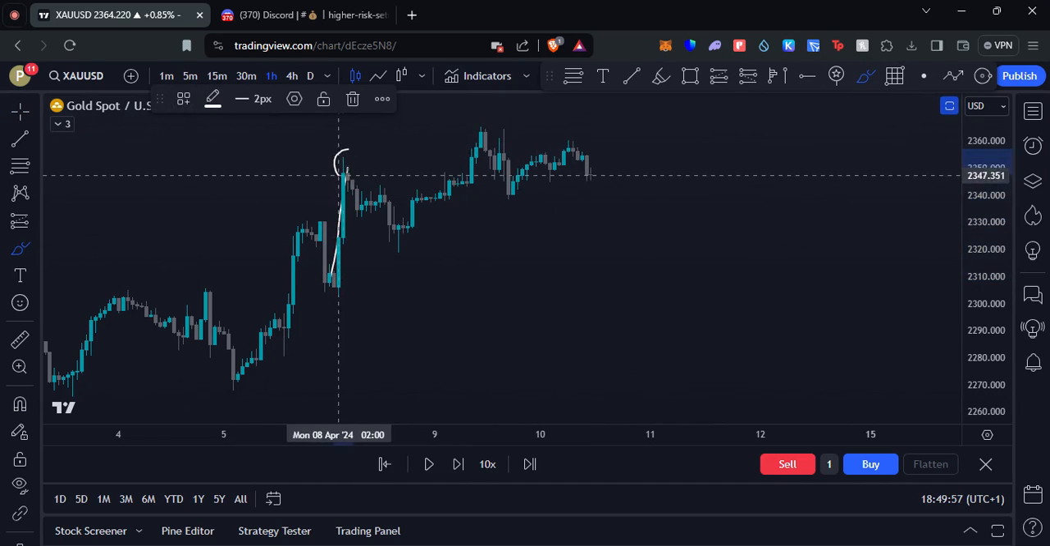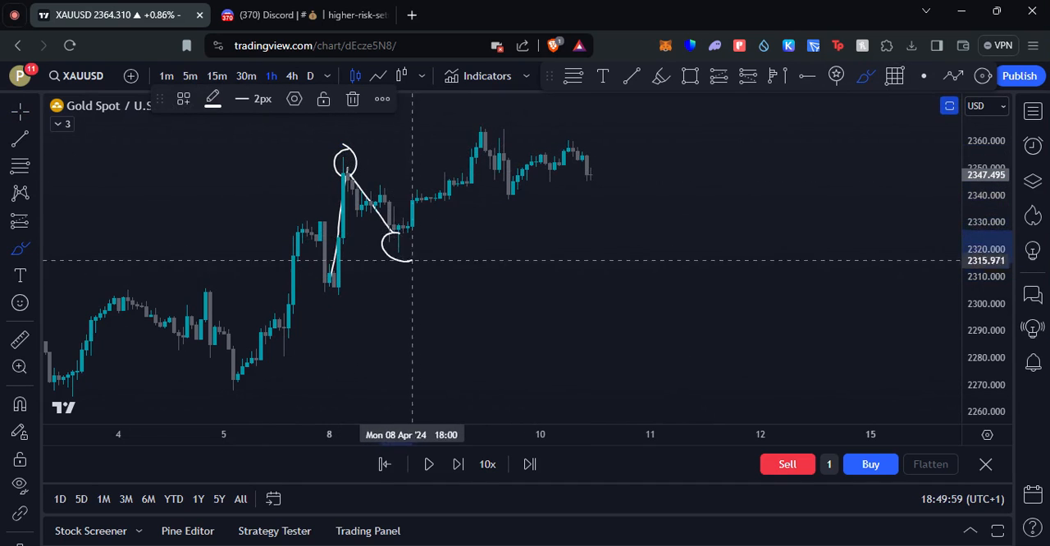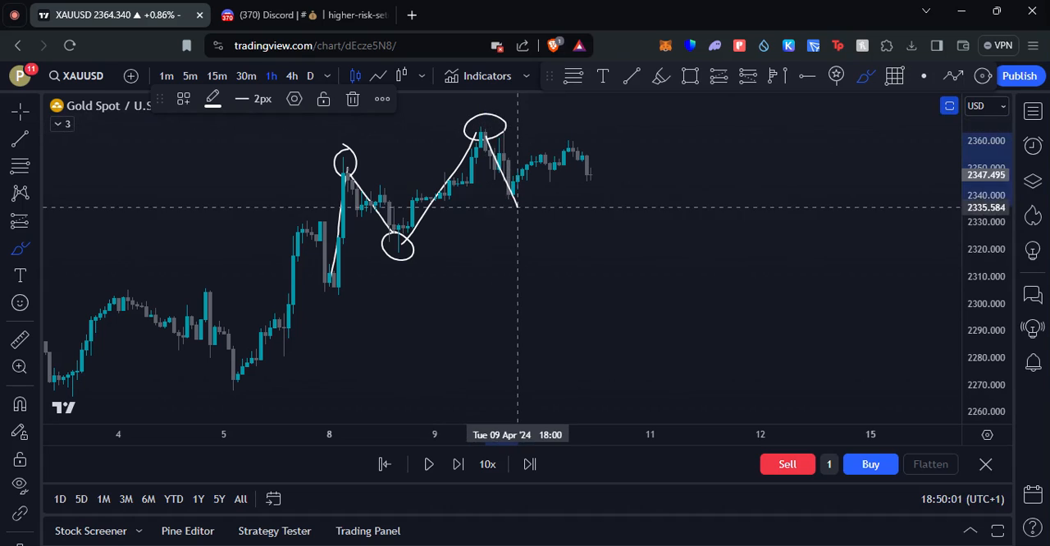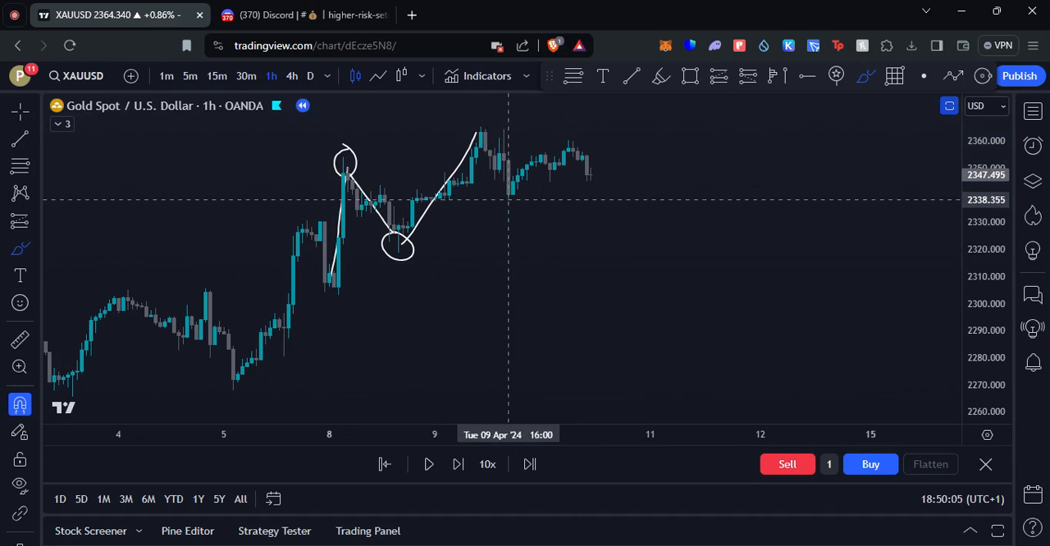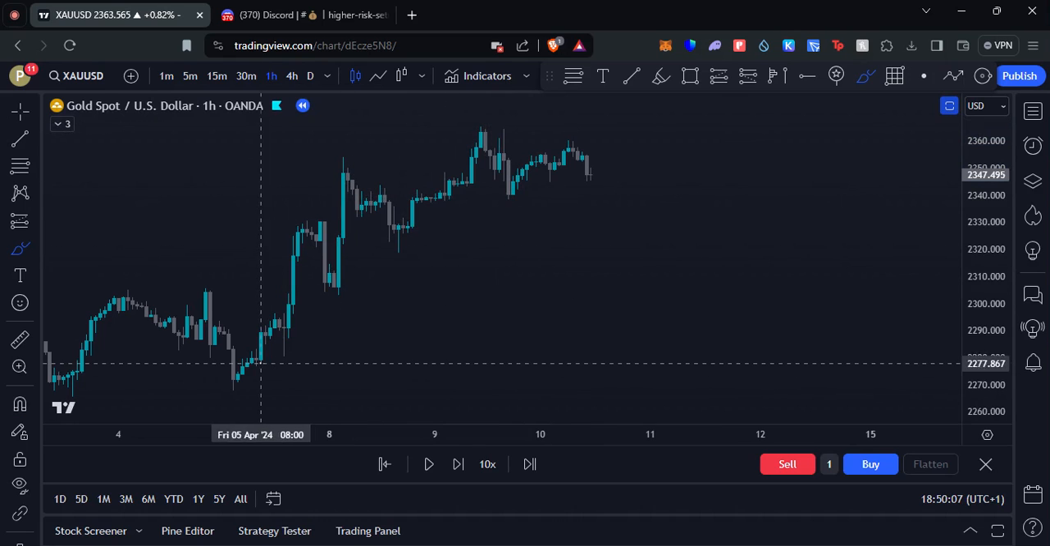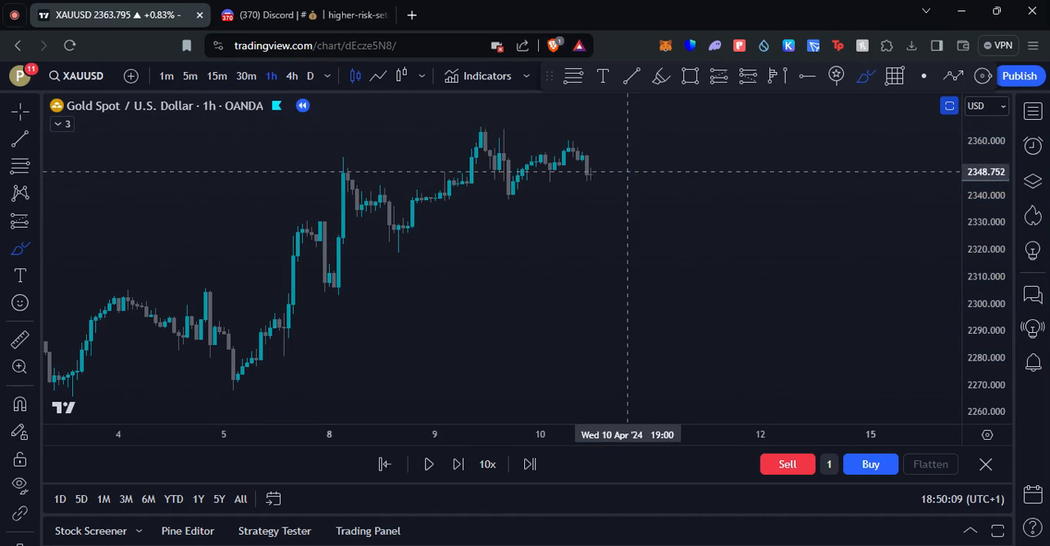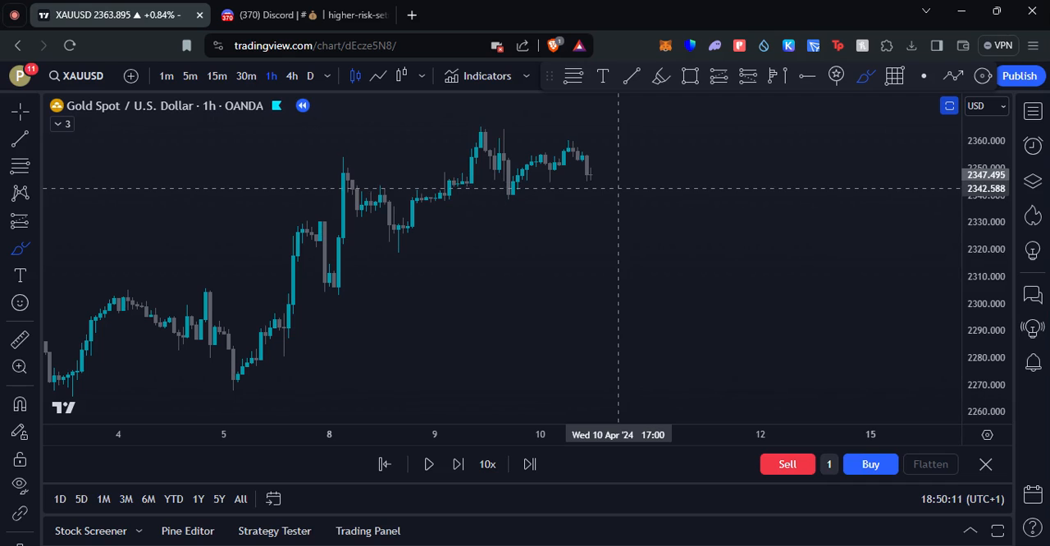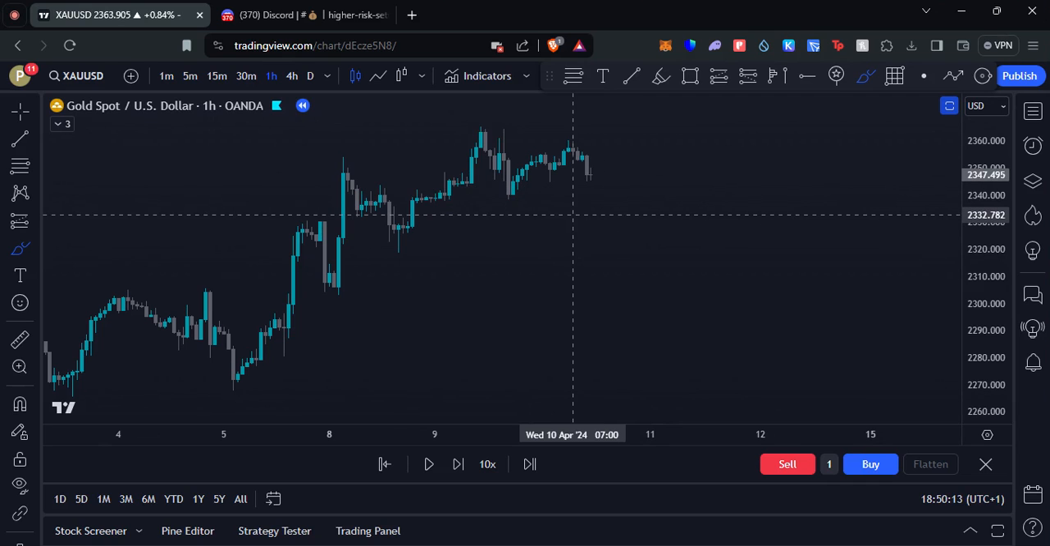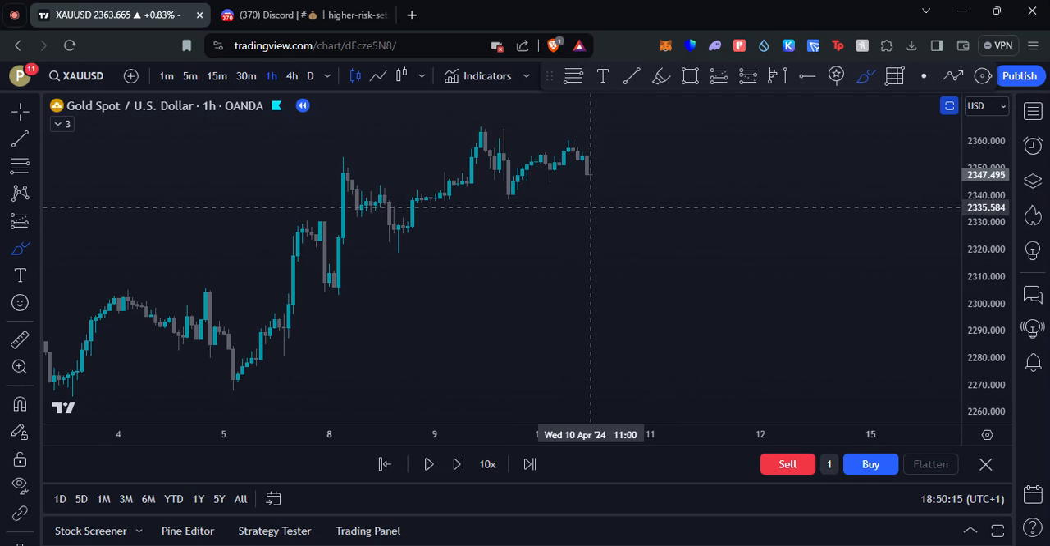As we can see, we've created a series of higher highs, higher lows, higher highs, higher lows. So after we've created all of these higher highs and higher lows, we've come to the conclusion that we are in a nice bullish trend. Therefore, we want to go with the trend and we want to take trades that are in line with the trend. So we're looking for buys.